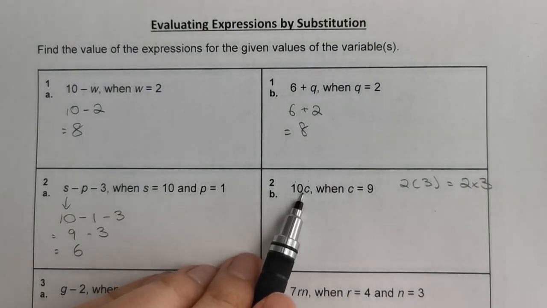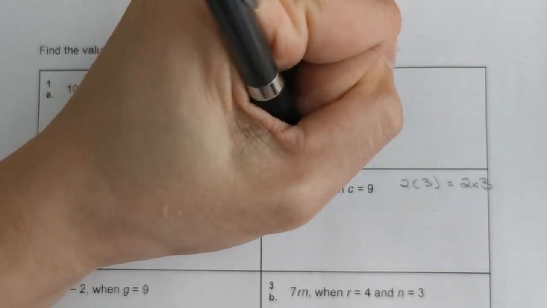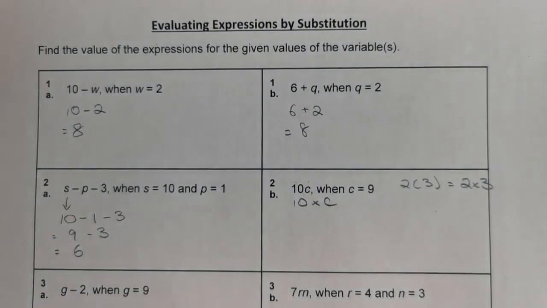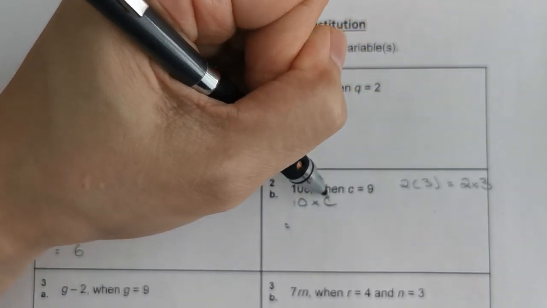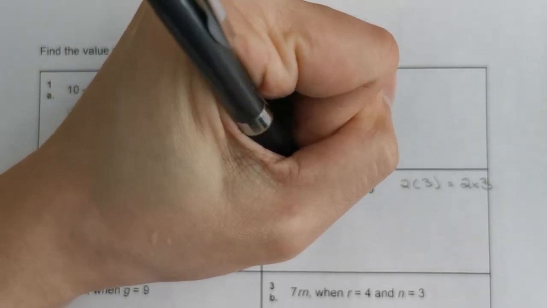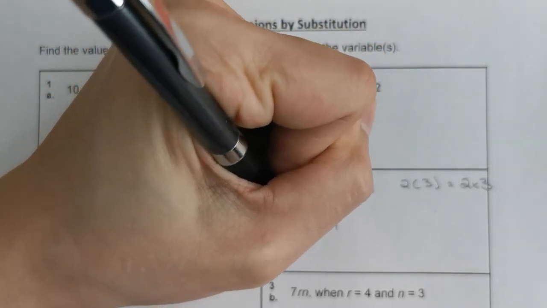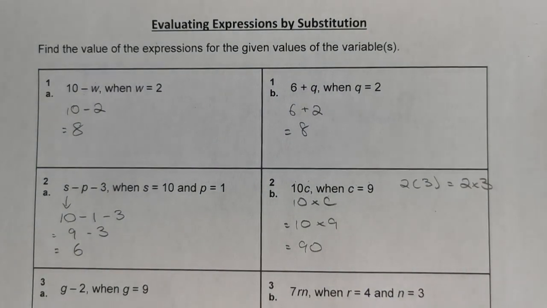So it's the same thing here. There's nothing in between the 10 and the c. That means it's 10 times c. Since we're doing substitution, it's not a c anymore. It's a 9. That means we have 10 times 9, 90. So that's how you do a little bit of substitution.